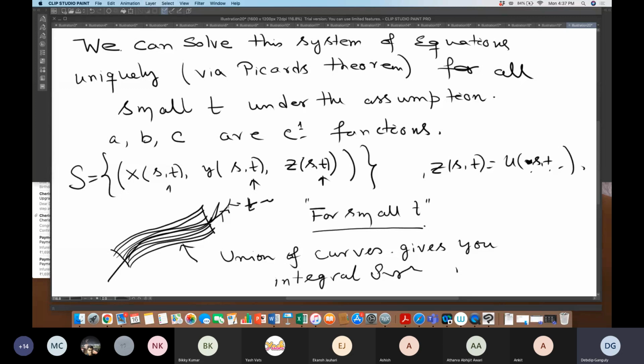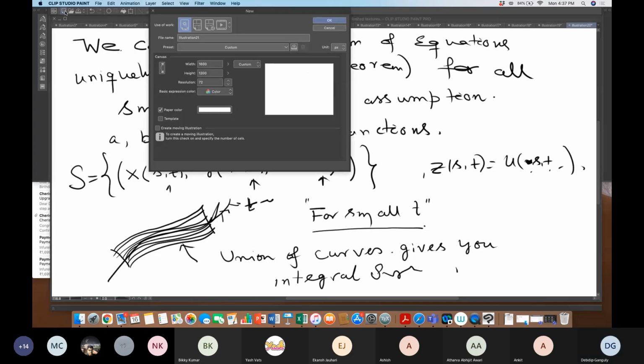Now you take the union of those curves, and you will get a surface, and this surface is known as the integral surface, which we would like to obtain. That is the solution of that PDE. The integral surface is the solution of that PDE. You understand? Okay. Now, but your job is not over.